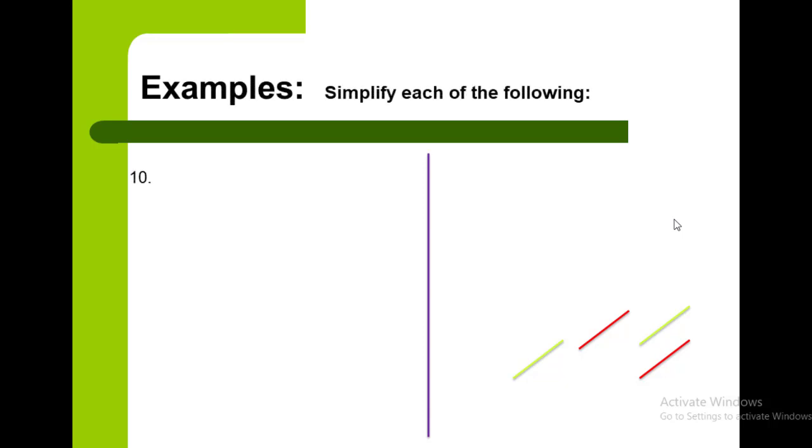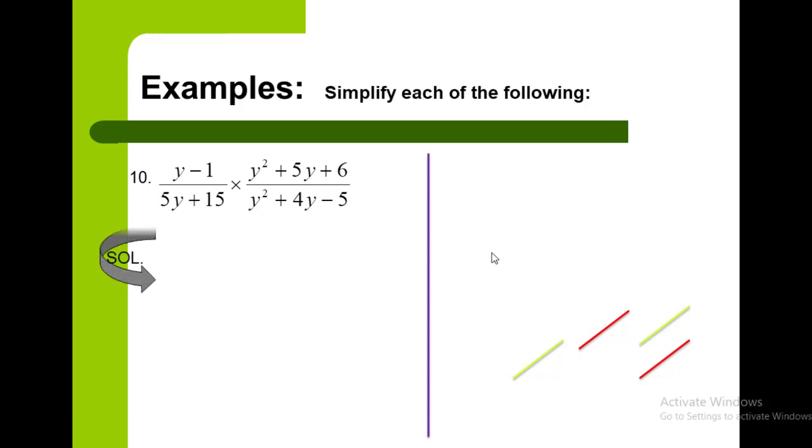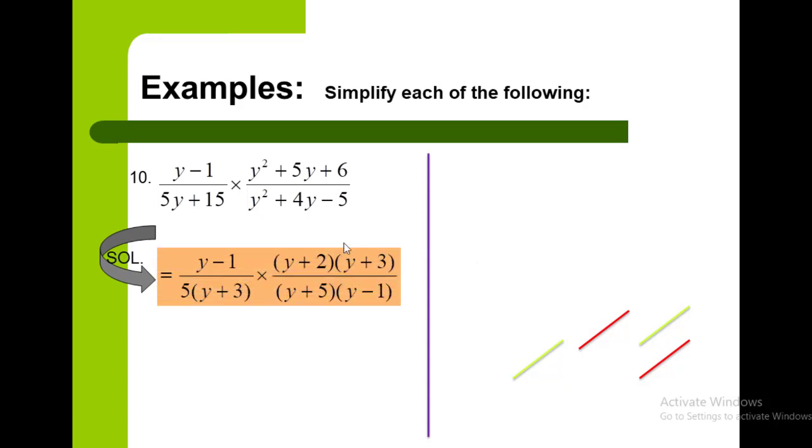Some examples. Simplify each of the following: (y minus 1) over (5y plus 15) multiplied by (y squared plus 5y plus 6) over (y squared plus 4y minus 5). Solution: equals y minus 1 over, between 5y and 15 we have the HCF, the common factor, which is 5, then 5 multiplied by (y plus 3). Multiplied by, we will factorize this expression into two brackets.